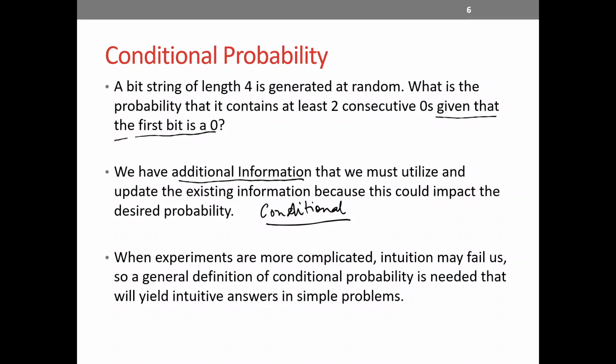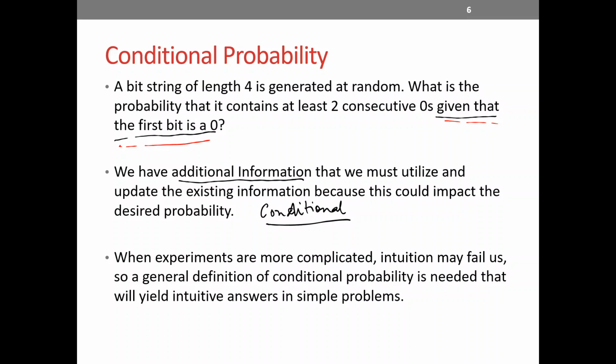a bit string example that I think we've done before as well. So let's look at it again in terms of conditional probability. A bit string of length 4 is generated at random. What is the probability that it contains at least 2 consecutive zeros, given, as I've underlined already, that the first bit is a 0? So we have additional information that we must utilize to update the existing information, because as we saw in our student's example, this actually impacts the desired probability.